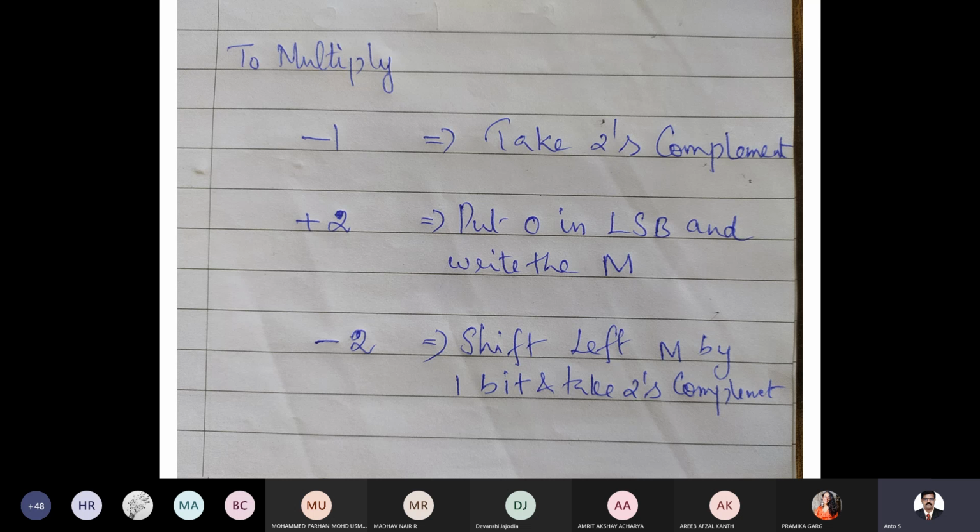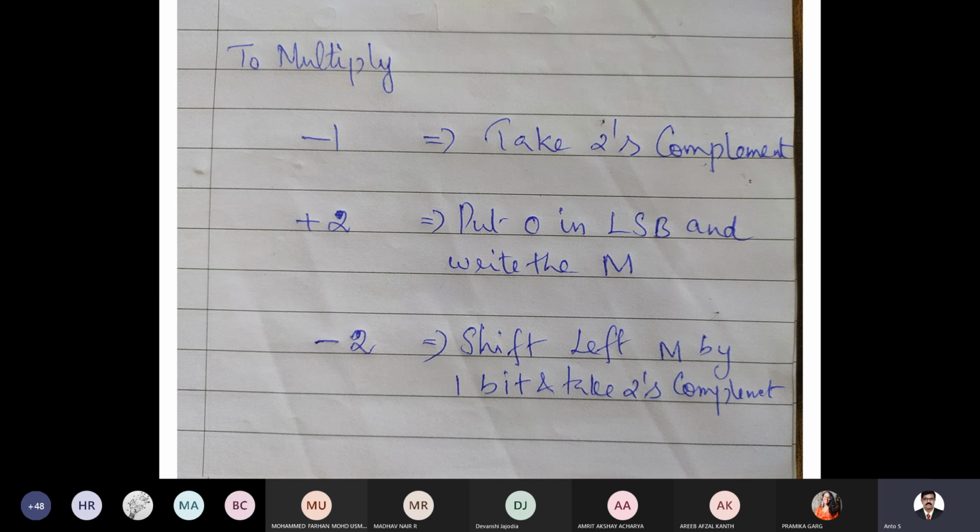So please refer how to perform the shifting, left shift and right shift, both logically and arithmetically. And then you have to take 2's complement. That's all. And you have to add the summands. You will get the final answer.